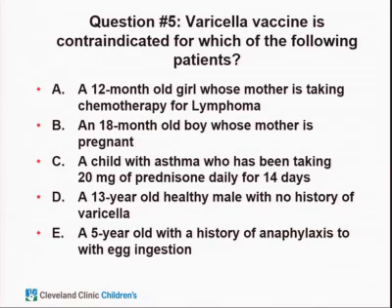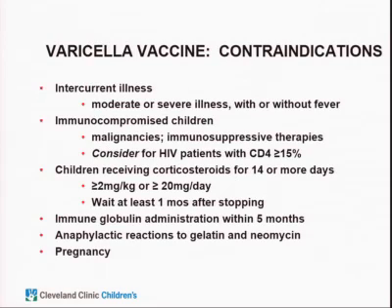Okay, so the child who has asthma taking 20 milligrams of prednisone. This is just like the rules for MMR. This is a live virus vaccine, so the contraindications are very similar. Intercurrent illness, immunocompromised children. The exception, again, is that you want to consider giving chickenpox vaccine to HIV patients if their CD4 count is 15% or greater. So pretty much the same rule as for MMR.